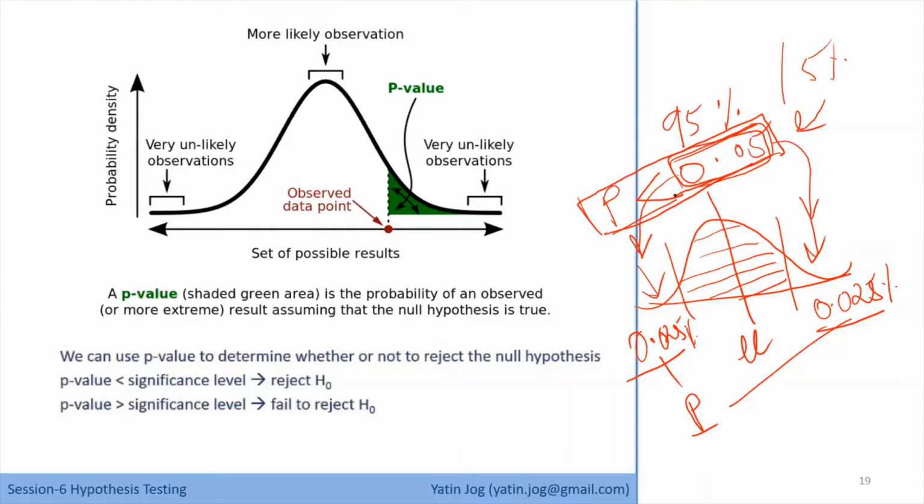That means I have to reject H0. So you can look at the rule. Same rule is given here. If p-value is less than significance level, reject H0. And if p-value is greater than significance level, then we fail to reject H0.